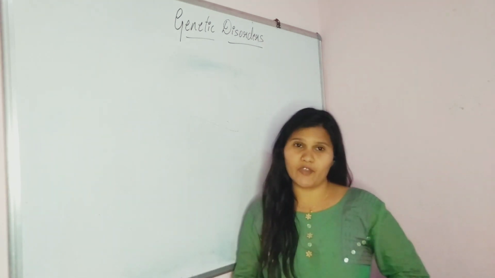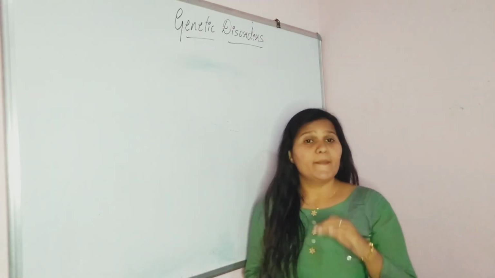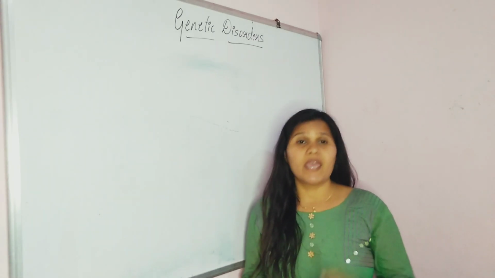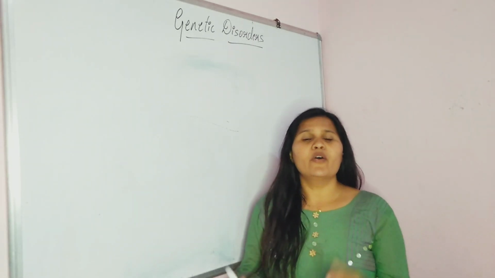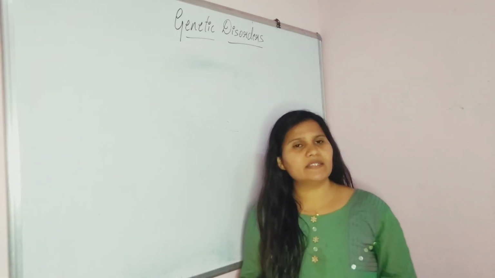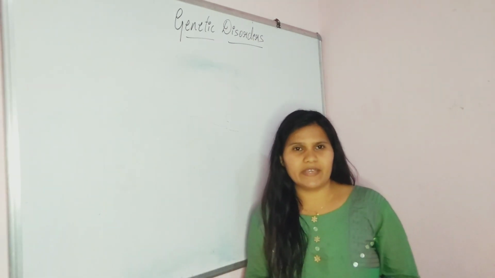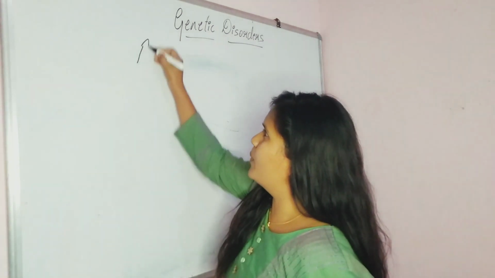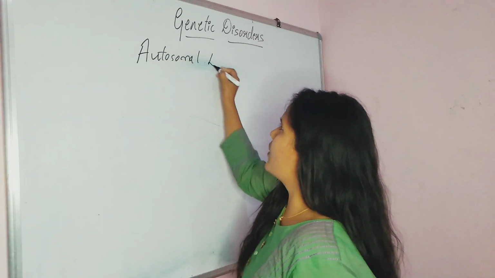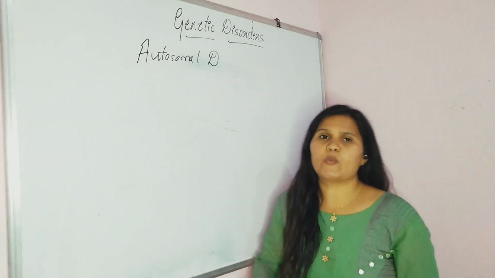So in this class we are going to study about genetic disorders. But in the previous class we studied the Mendelian disorders, right? In those Mendelian disorders we also studied the X-linked disorders, which come under the sex-linked disorders. But today what we are going to study is the autosomal disorders. Yesterday itself I said what autosomal disorders are.